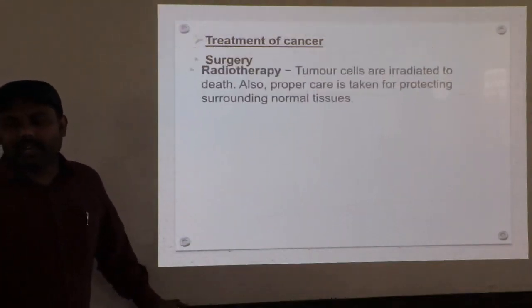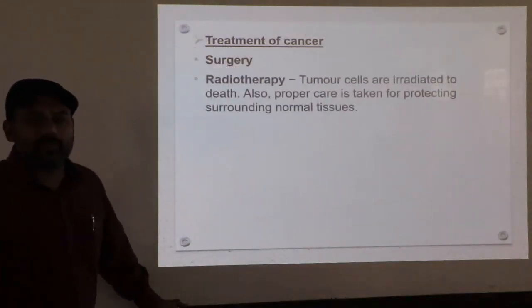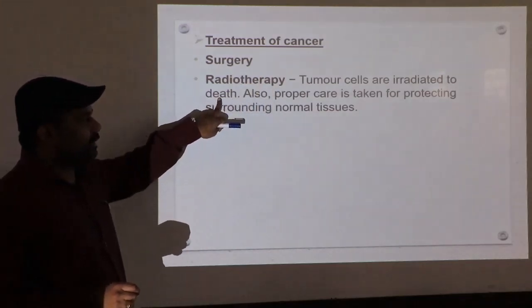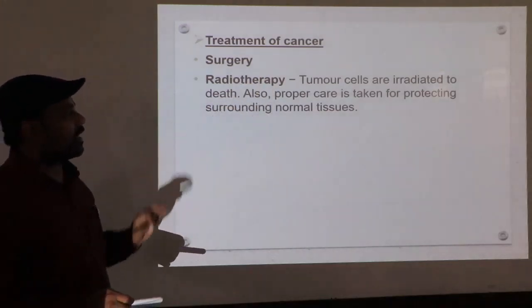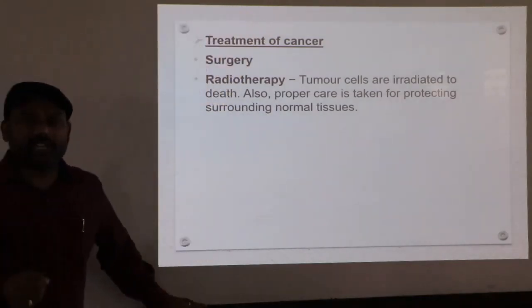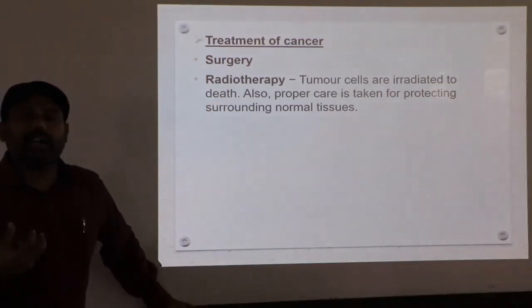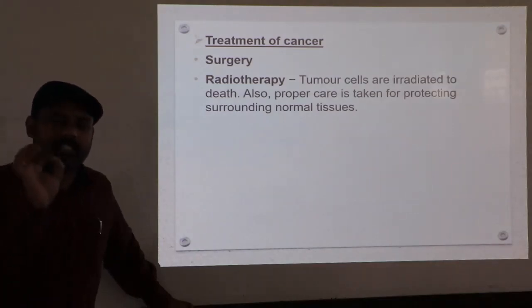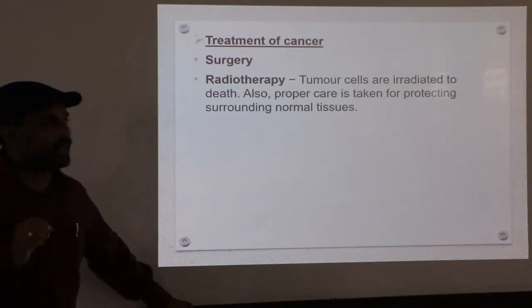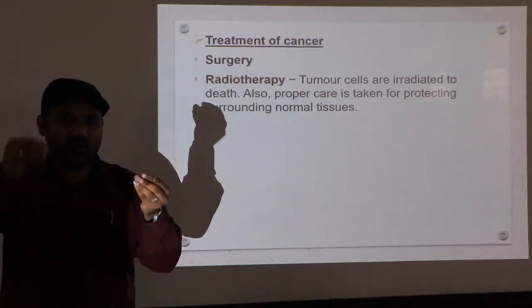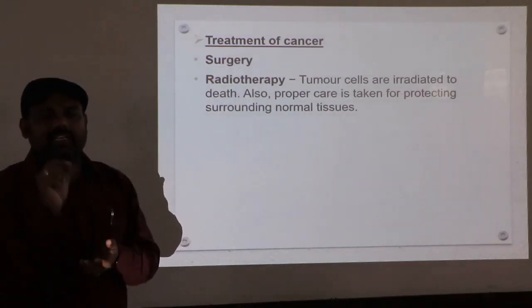Then the second one is radiotherapy. As the name suggests, tumor cells are irradiated to death. Also, proper care is taken to protect the surrounding normal tissue. It means that in radiotherapy, by making use of some radiations, they are going to kill or destroy specifically the cancer cells.